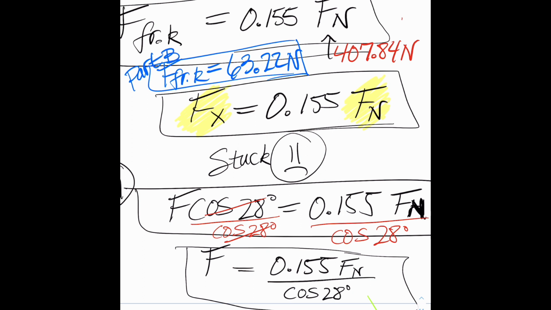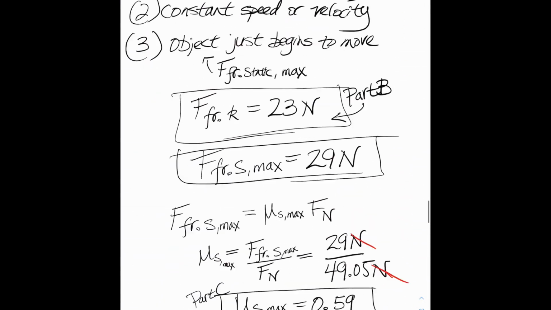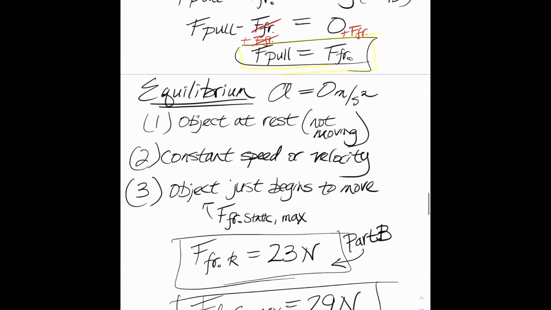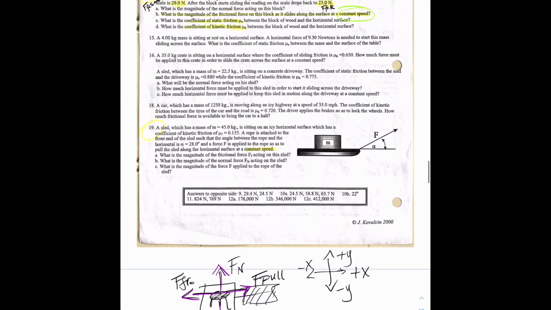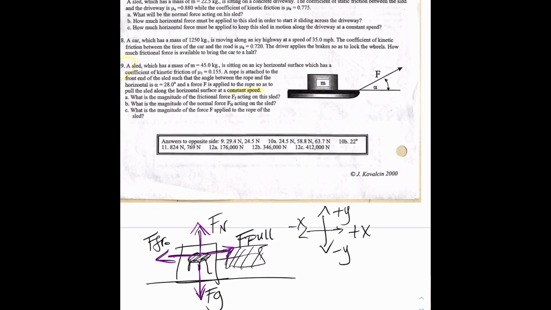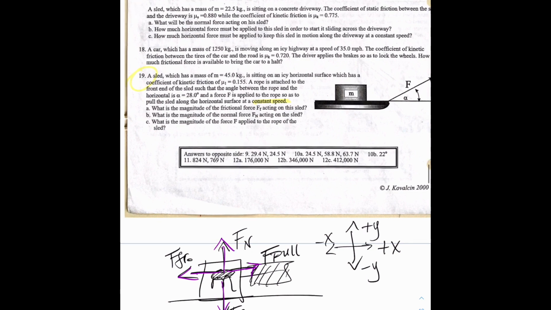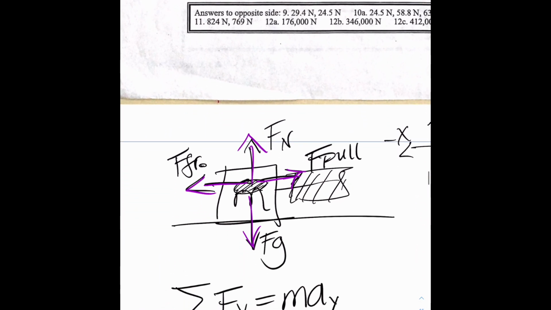All right, right there. Okay, so far so good. All right, let's go back up to the problem now. Should we be checking those answers? Probably. But we could just wait till the end. What is the magnitude of the force F applied to the rope of the sled?